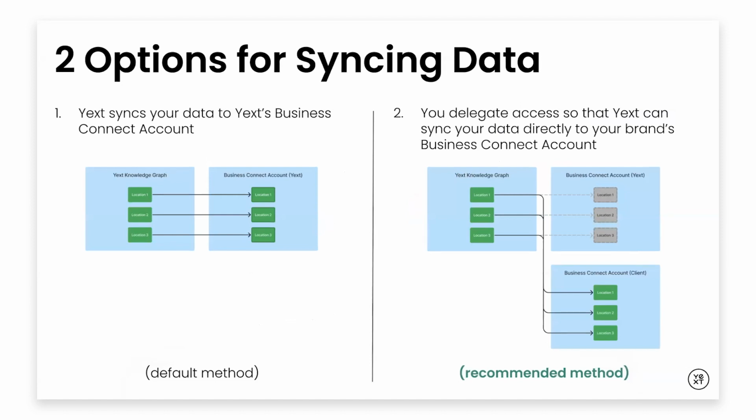If you look on the left here, this is the default version. What this means is basically we're taking data from the entire Yext system, so everyone's knowledge graph. And by default, we are syncing that out to the Yext Business Connect account. So we have made an organization or an agency style account with Apple, and all of the customer data is in there by default and thus appearing on Apple Maps.